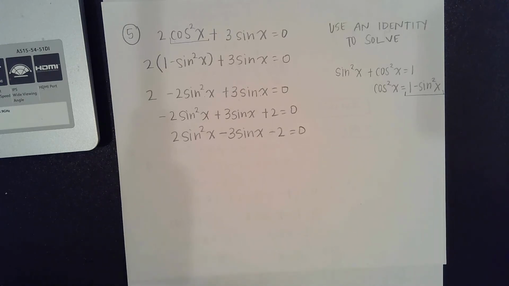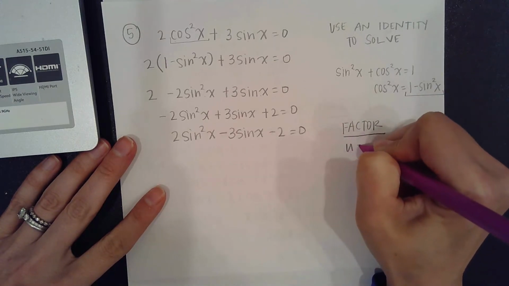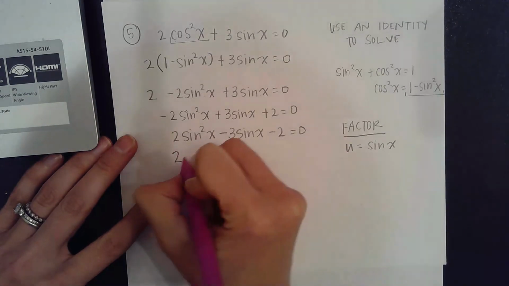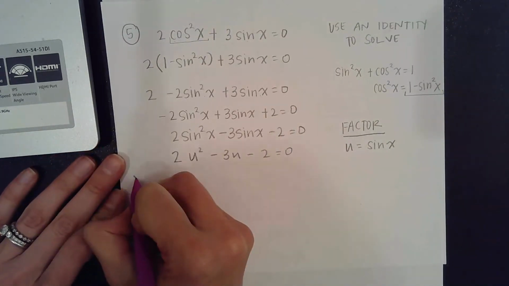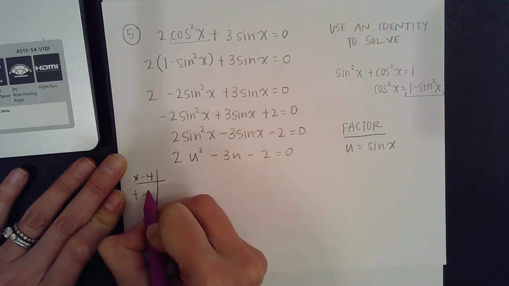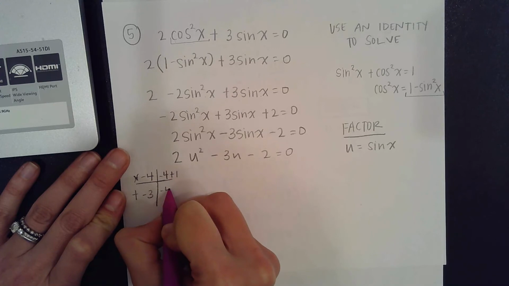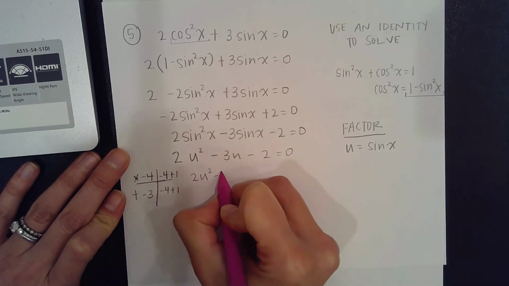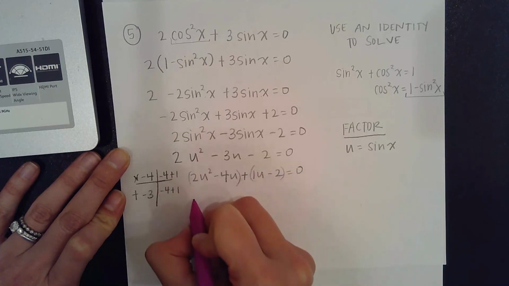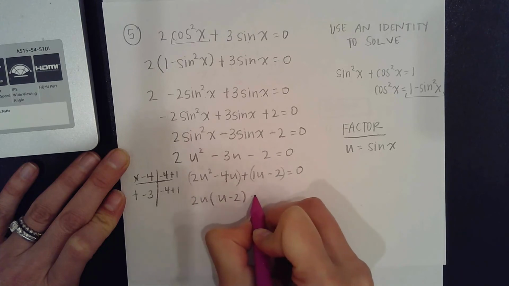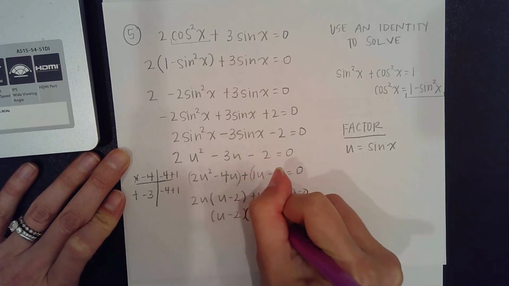All right. So if you want to do your substitution, factor now. I'm going to let u equal sine. Maybe that'll help a little bit. So this will be 2u squared minus 3u minus 2 equals 0. What multiplies together to give you negative 4 and adds together to give you negative 3? That's going to be negative 4 and a positive 1. So this is going to be 2u squared minus 4u plus 1u minus 2. Factor out a 2u, and you'll be left with u minus 2, u minus 2. You should be real good about factoring, where you don't have to do all of this by grouping.